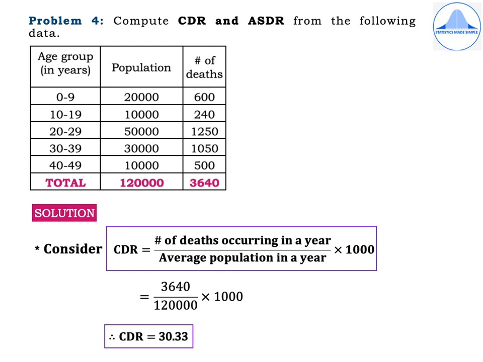So, write the formula for CDR, which is equal to number of deaths occurring in a year divided by average population in a year into 1000, which is equal to 3,640 divided by 1,20,000 into 1000, and you get CDR is equal to 30.33.